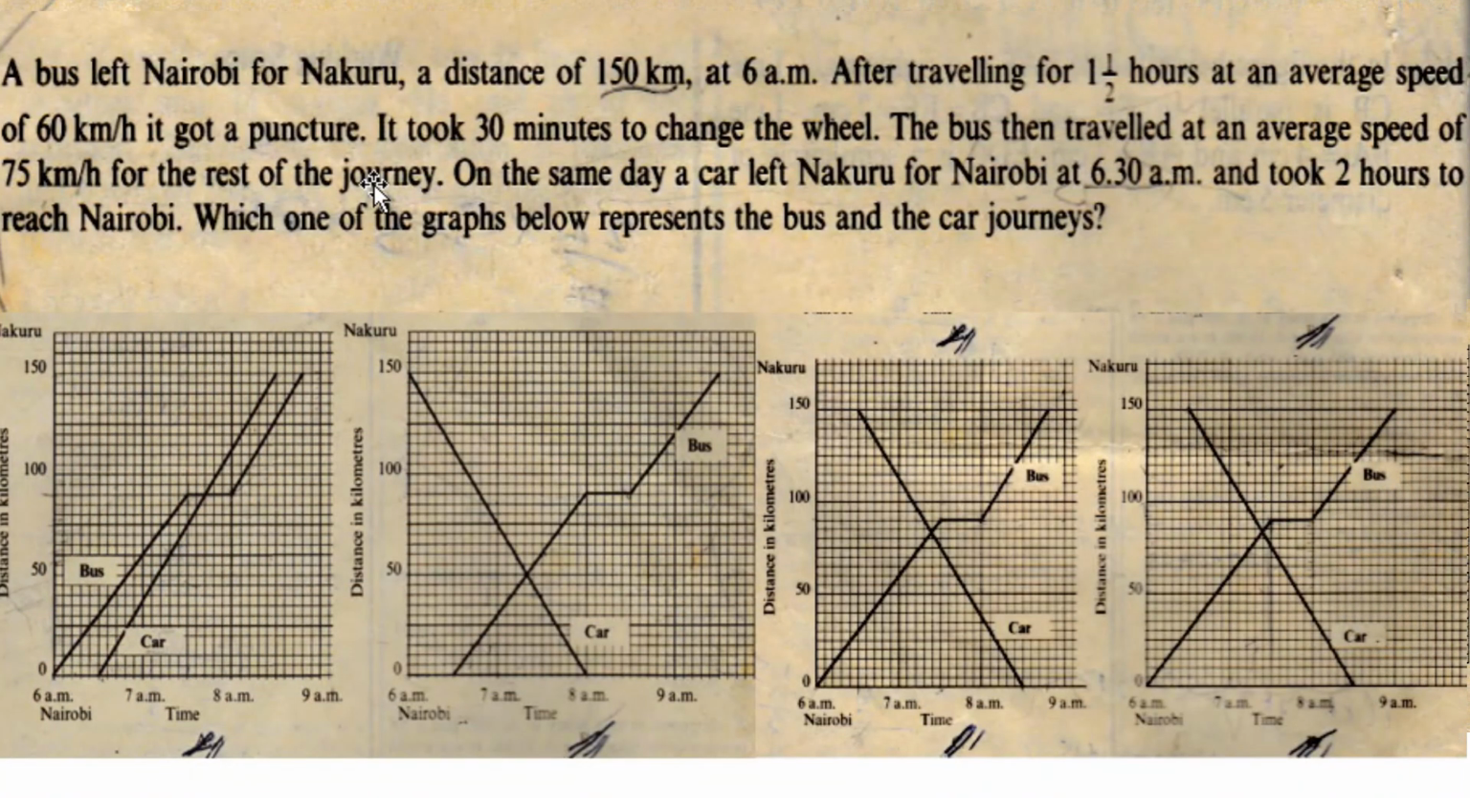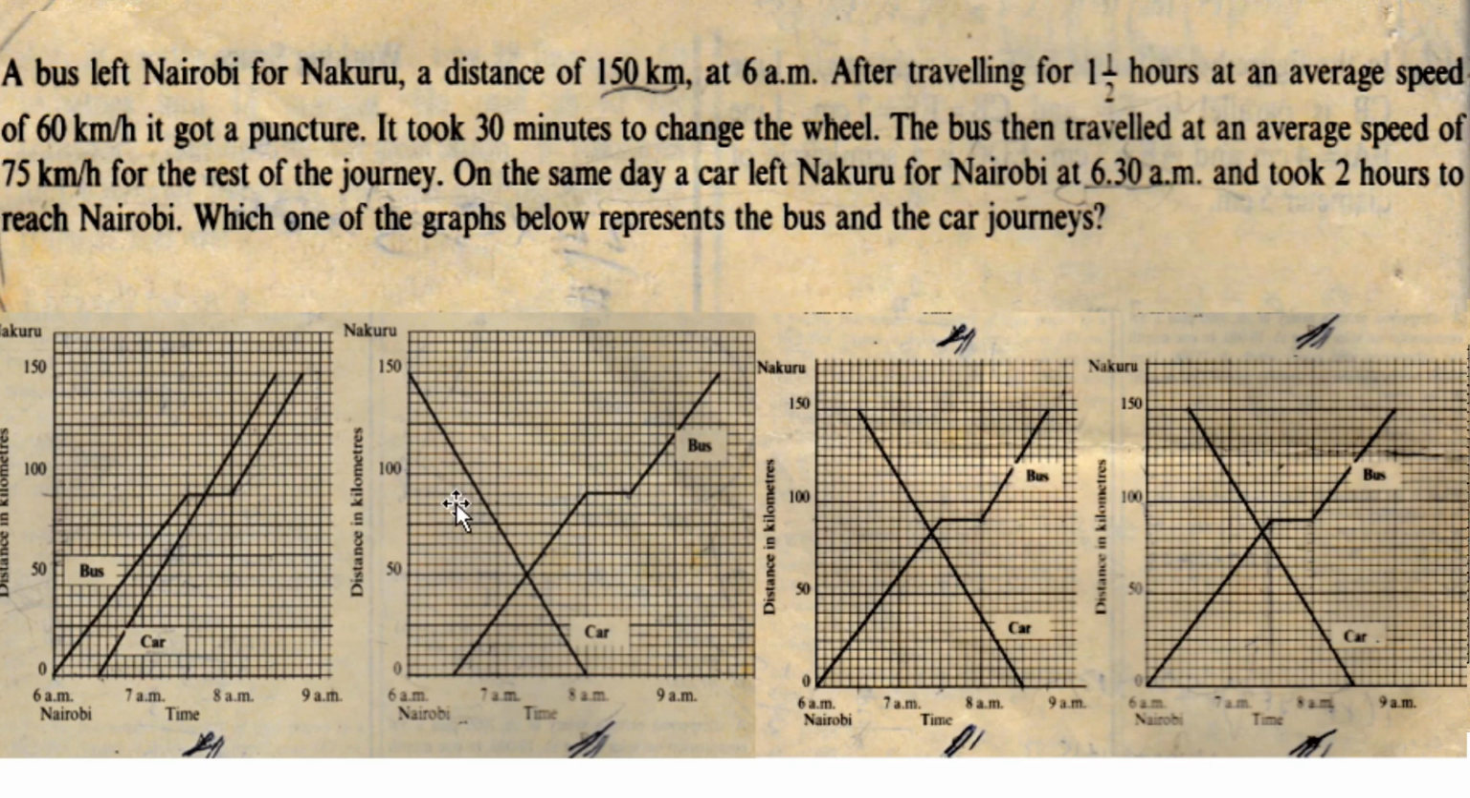A bus left Nairobi for Nakuru, a distance of 150 kilometers, at 6 a.m. After traveling for 1.5 hours at an average speed of 60 kilometers per hour, it got a puncture. It took 30 minutes to change the wheel. The bus then traveled at an average speed of 75 kilometers per hour for the rest of the journey. On the same day, a car left Nakuru for Nairobi at 6:30 a.m. and took 2 hours to reach Nairobi. Which of the following graphs below represents the bus and the car journeys?